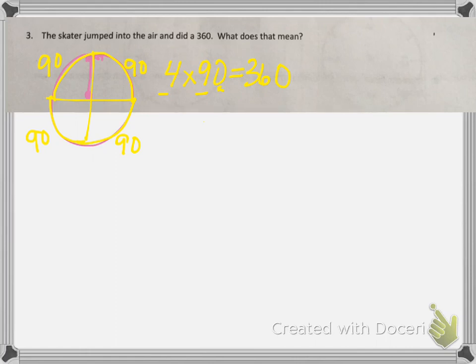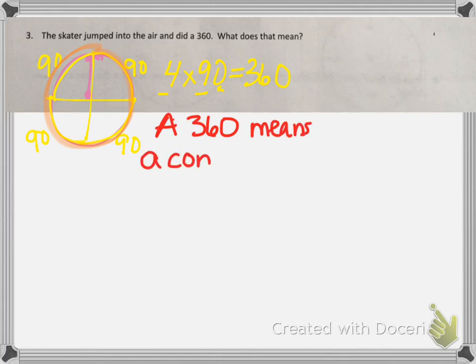Well, I can see that if the skater started here at the top, that 360 means he went all the way around. He did a complete turn. All right. A 360 means a complete turn.